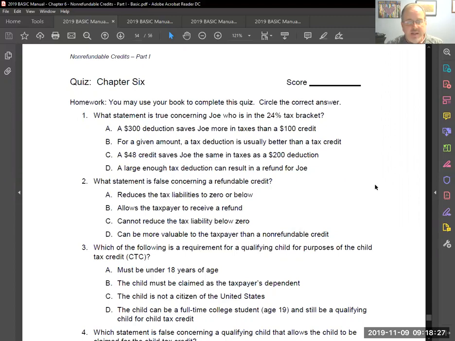Letter C, cannot reduce the tax liability below 0, is the false statement. Again, a refundable credit can go beyond the total tax liability and create a refund.